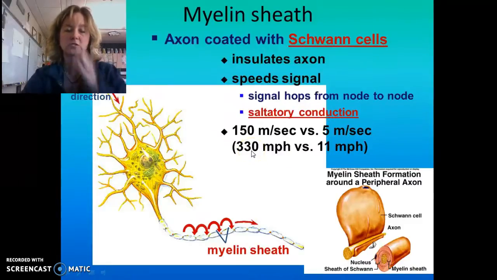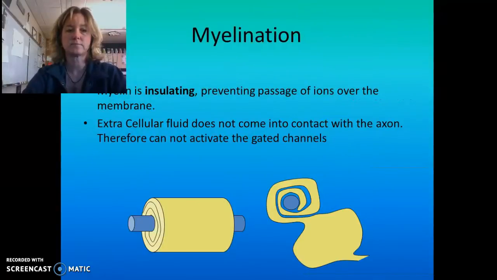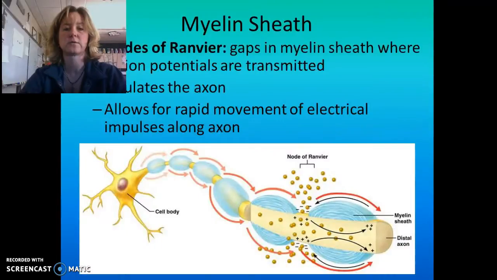So if we were to translate that into something we can comprehend, we take an action potential that normally would travel 11 miles an hour and speed it up to 330 miles per hour. That's quite a difference. So the myelin is insulating and it prevents the passage of ions during this section where we are covering the axon membrane, because we are not coming in contact with the solutions that are surrounding it.